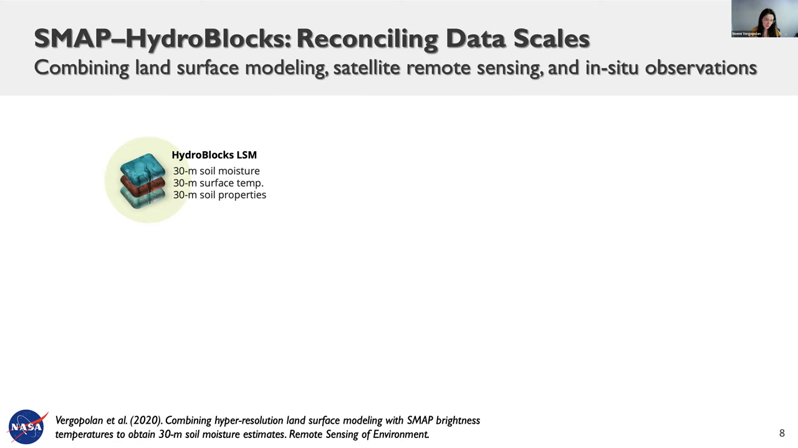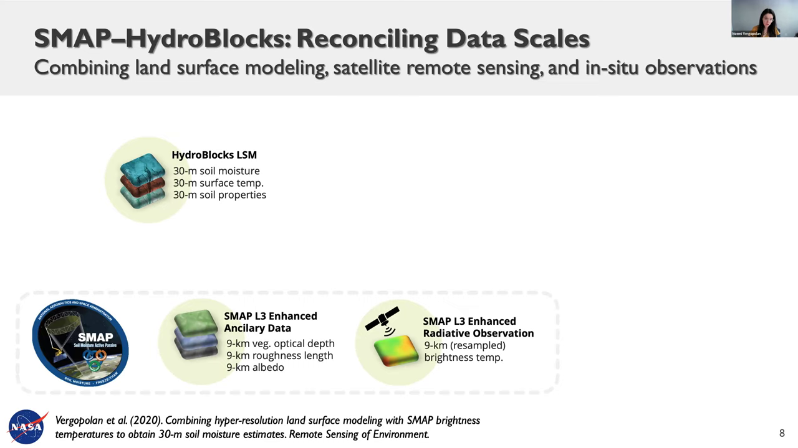So one approach that we have been working on is how can we take these fine scale model simulations of soil moisture and combine them with coarse scale observations of brightness temperature, right, or soil moisture. So one way we did is through using, for instance, a tau omega radiative transfer model to simulate, if we have 30 meter soil moisture, can we mimic what would be the 30 meter brightness temperature linked to the soil moisture using a tau omega radiative transfer model, right?